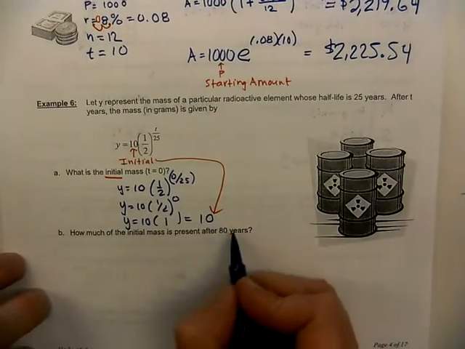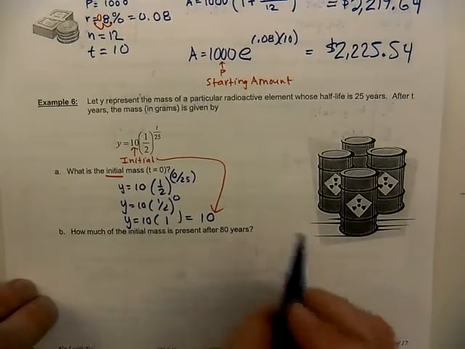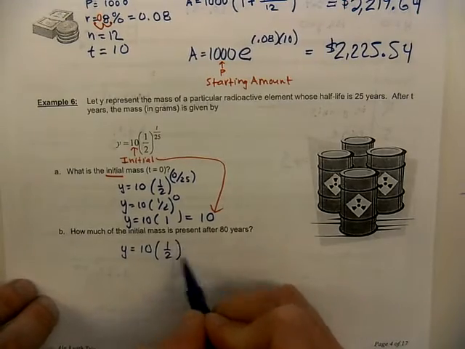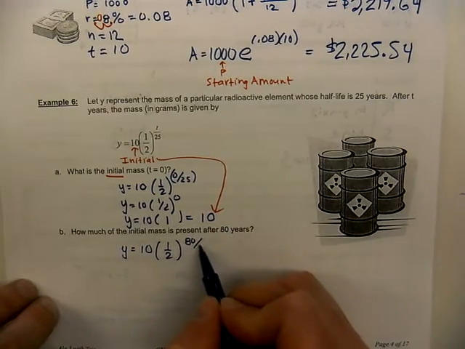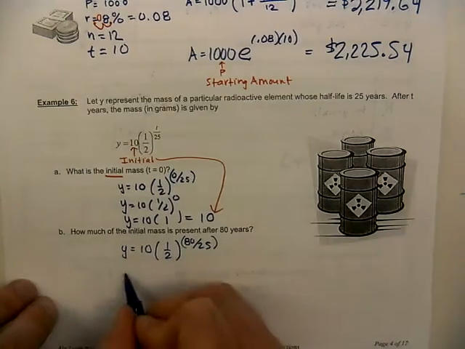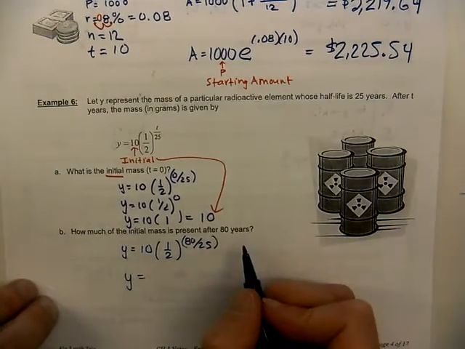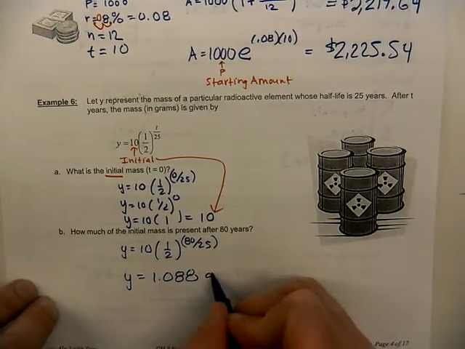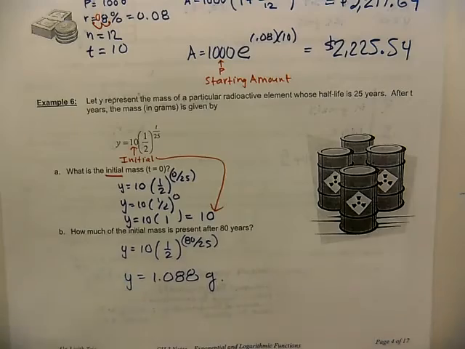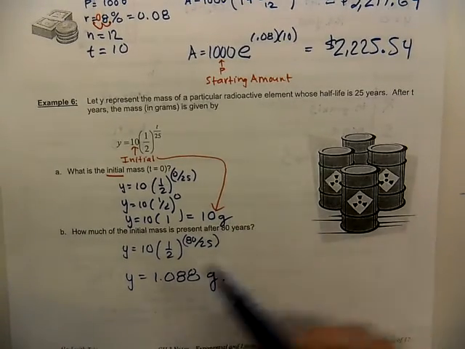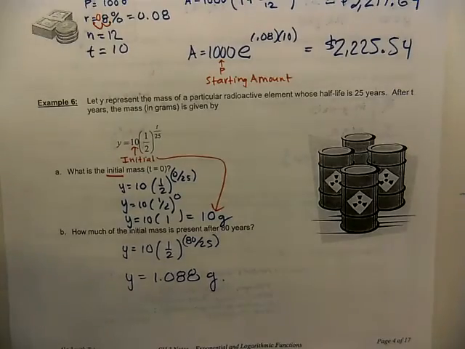Okay, let's say 80 years goes by. Now, how many grams do we have left? Well, in this case, we're going to drop in 80 for the time frame. Right, there's your exponent, 80 over 25. Well, throw that at your calculator, right? I'm going to 3 decimal places, and that's in grams. So not very much is left. Compared with the initial amount of 10 grams, now we have 1 and a little bit left over.